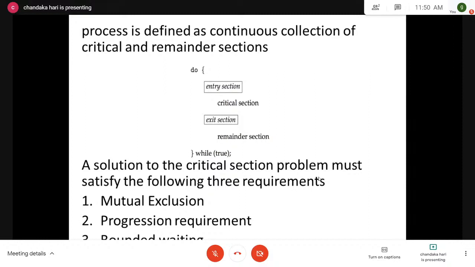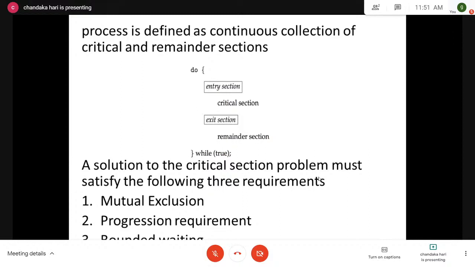What is mutual exclusion? If a process Pi is executing in its critical section, then no other process can be executing in the critical section. The maximum number of processes that can be allowed to execute in their critical sections is only one process at a time. Coming to the second one, the progress requirement.